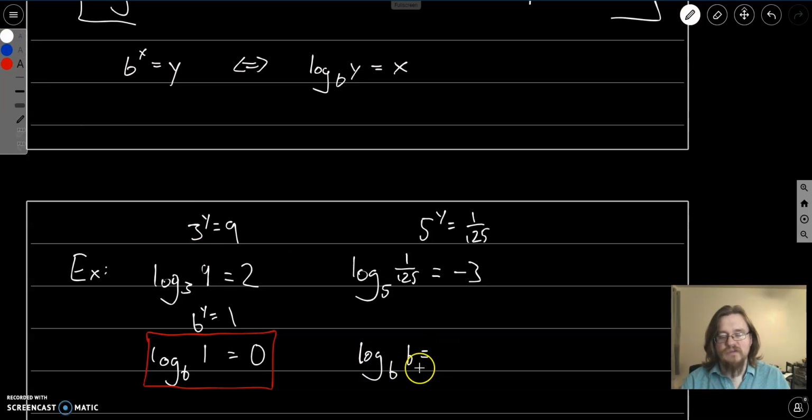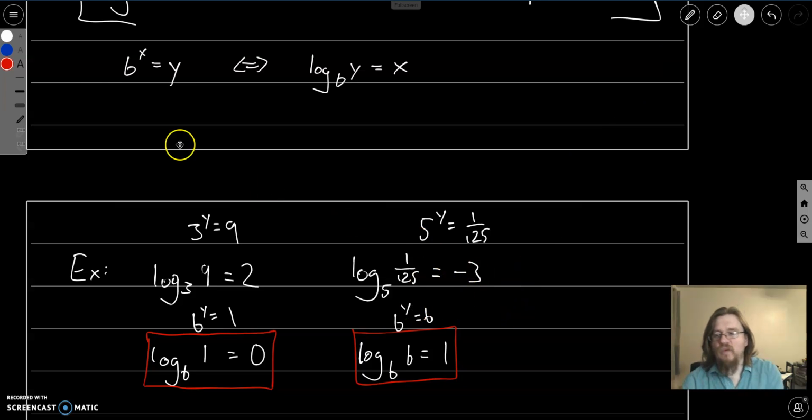And we get a similar thing happening over here. If I want to solve log base b of b is equal to y, well, this is saying that b to the yth power is equal to b, and we know b to the first power is b. So log base b of itself is always 1. So these are a couple of nice facts to keep in the back of your mind.